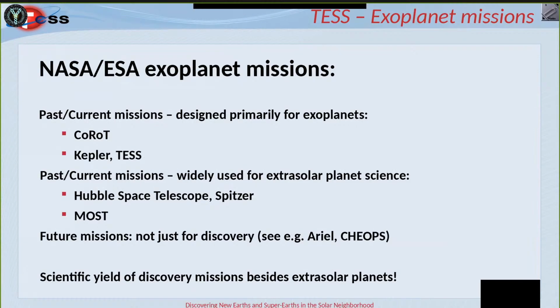As I said a minute ago, there are space missions which are designed for exoplanetary science, and missions which are just widely utilized for doing exoplanet science. And there will be future missions. Well, Cheops is not a future mission anymore because it launched a few months ago, at the end of the previous year. These missions would not be used as a discovery engine; their primary goal is to do follow-up science. And of course, the scientific yield of all of these missions could go beyond exosolar planets.